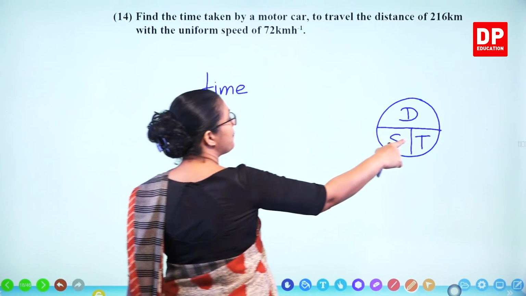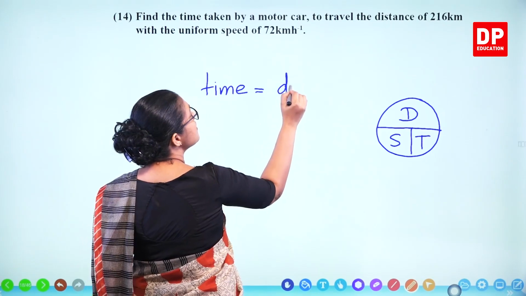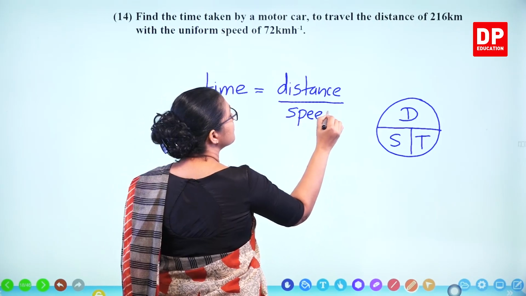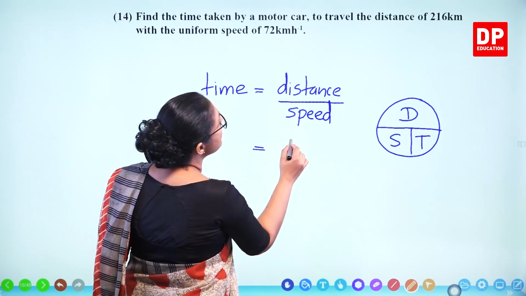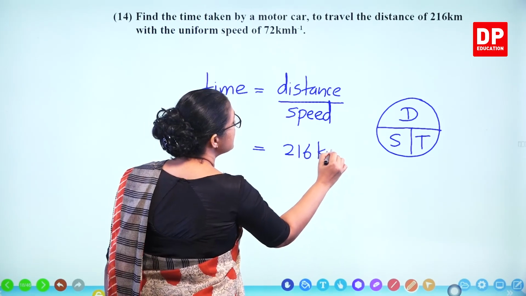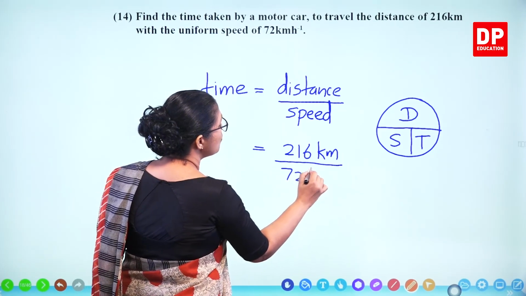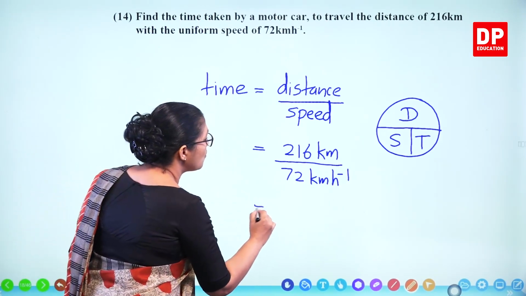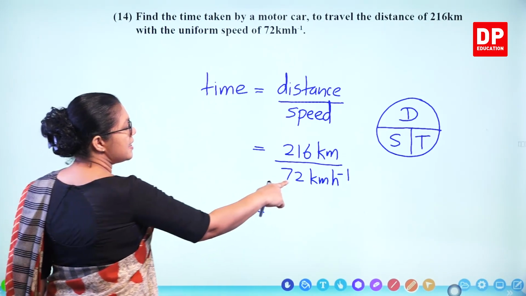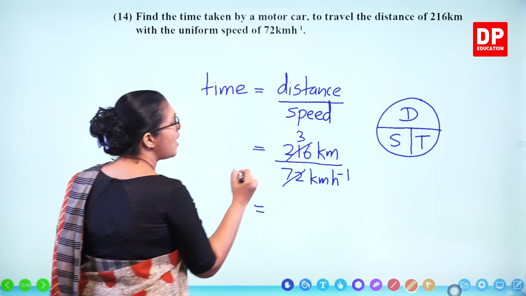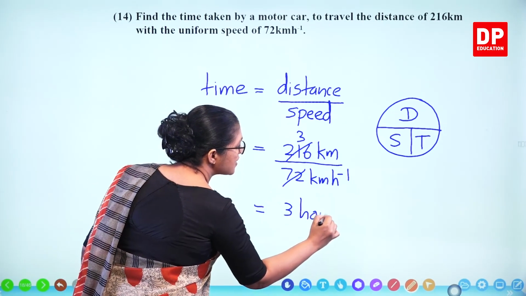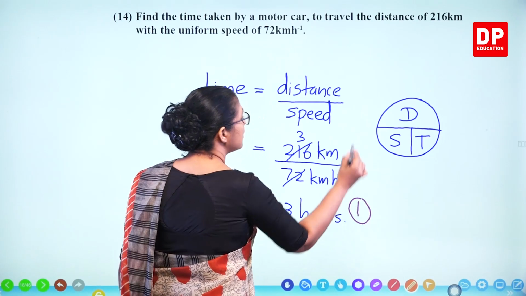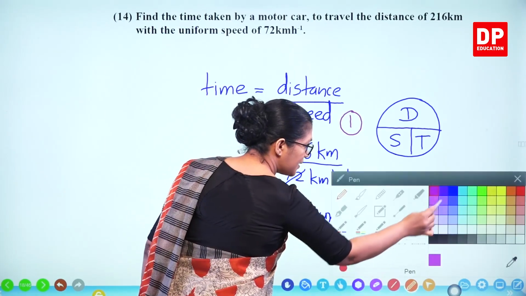Now you need time. So how you find out time? Distance over speed. Distance is given 216 kilometers and the speed is 72 kilometers per hour. So the answer is in hours. So what's that? 3 times 72 is 216. So 3 hours. So 1 mark here and 1 mark for the method.